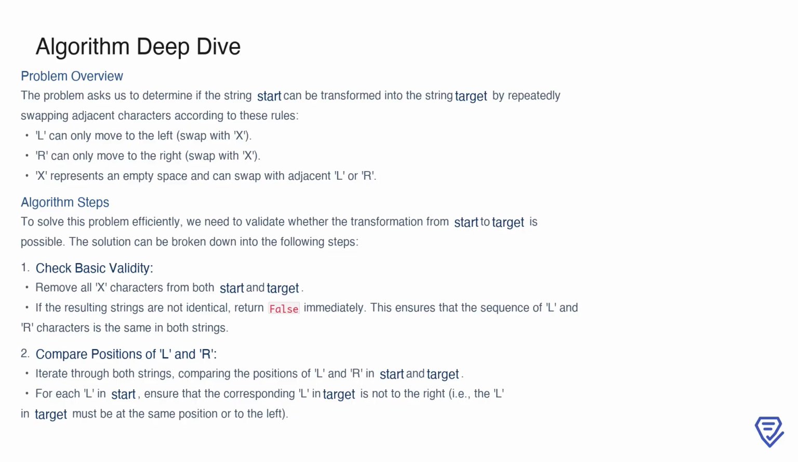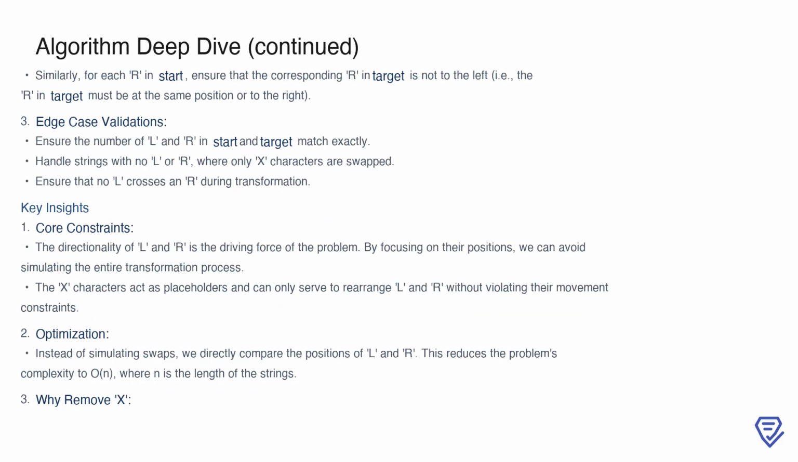Next, we compare the positions of L and R in both strings. For every L in the start string, the corresponding L in target must be in the same position or further to the left. This ensures that L only moves leftward during the transformation process. Similarly, for every R in the start string, the corresponding R in the target string must be in the same position or further to the right, ensuring that R only moves rightward.